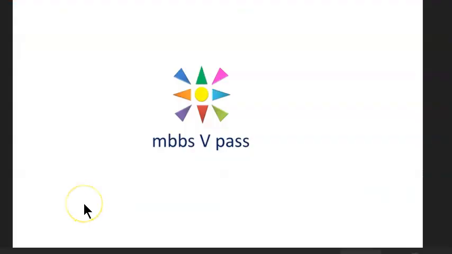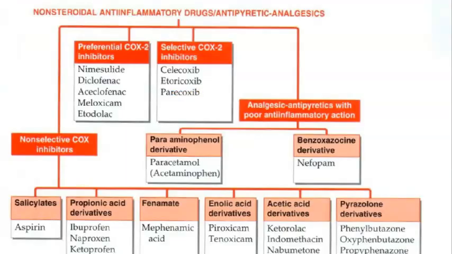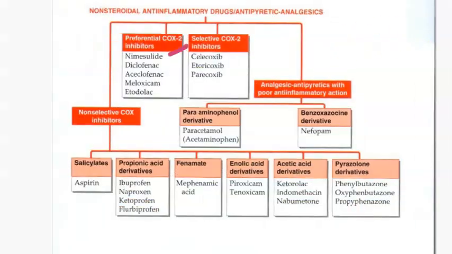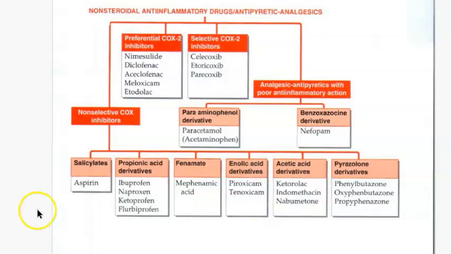So first of all, let us look at the names of the drugs. Ready? You tell me all the names that you know. Nimesulide, diclofenac, aceclofenac. Very good. Etoricoxib. Very good. Aspirin, ibuprofen, naproxen, mefenamic acid for dysmenorrhea, etc. Piroxicam, indomethacin, propylphenazone. All these names are something that you are seeing daily in your practice, I hope.